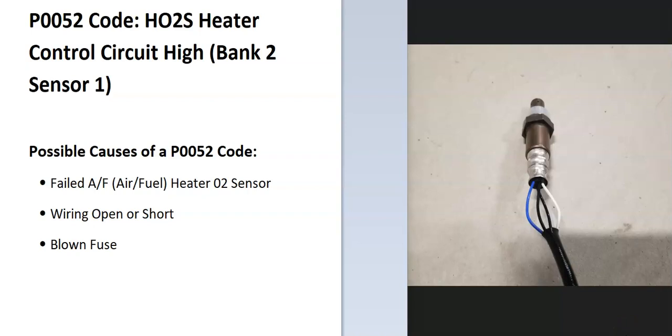So today I'm talking about a P0052 code, what it is, and how you go about fixing it. So what is a P0052 code? Well, it's an HO2S heater control circuit high, bank 2, sensor 1. And what does this mean?